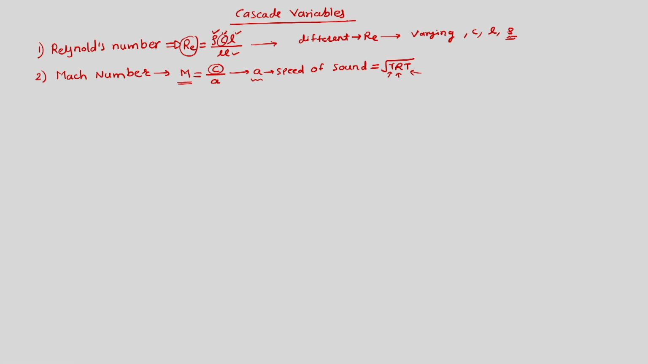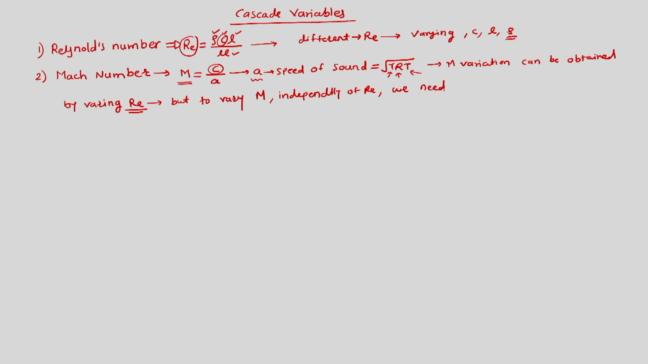So, prominently Mach number variation can be obtained by varying Reynolds number, but to vary Mach number independently of Re, we need to change density, and this is a tough task.